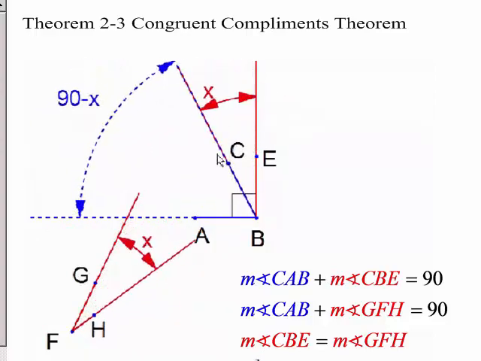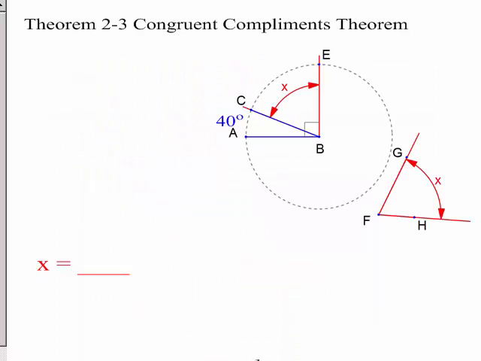Let's just put a number in here. So if this is 40, well then this and this have to add up to 90, for complements. So therefore, that's 50 degrees. And if this angle is complementary to that one, well then that's 50 degrees as well.